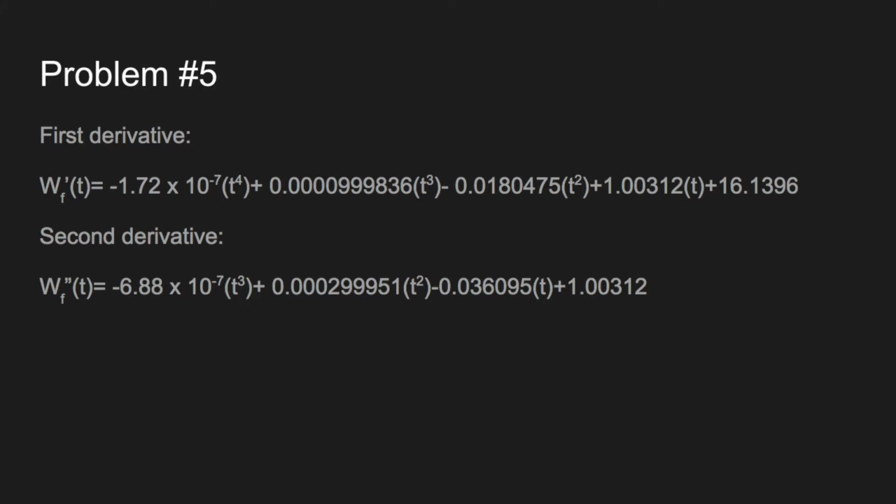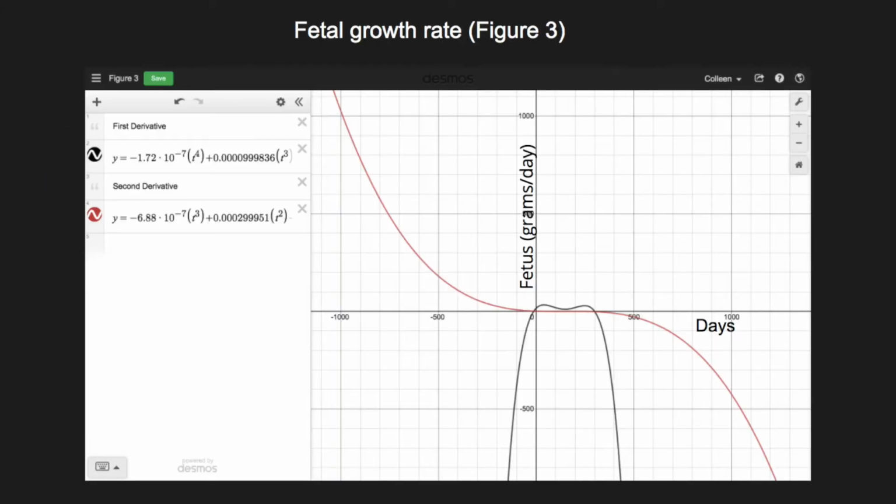Problem 5, we had to find the second derivative, and we found the first derivative from problem 4 from the equation that we used and the numbers that we got from the Desmos chart. Therefore, in this image, you can see the first and the second derivative of the fetus. Here you can see the first derivative line, which is black, and the second derivative line, which is in red. And to clarify, the y-axis, again for the fetus, is measured in grams per day, and the x-axis represents the days.